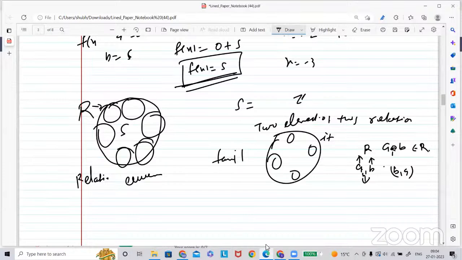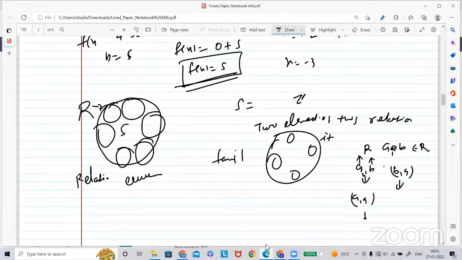Now, if A and B are two persons and they are related, that means their parents are the same. That means if you swap A and B, it is also the same meaning: their parents are the same. If you check reflexivity, AA, it means the same parent, a single person, so it is reflexive.